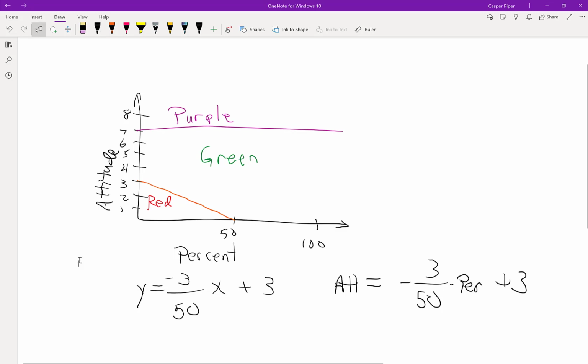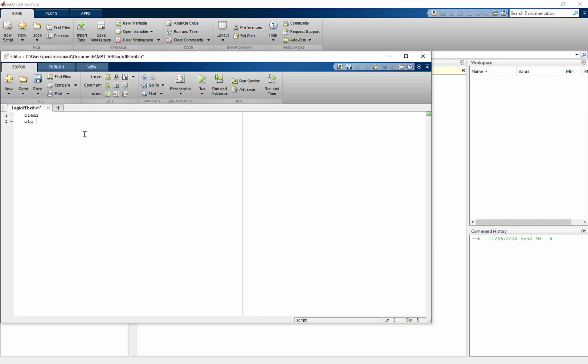What we want to do is get into Matlab, and we're going to utilize Matlab to determine which of these regions we're in. So we're going to need some if-then statements. And then we're also going to utilize some input under the Matlab function as well. So let's get to Matlab.